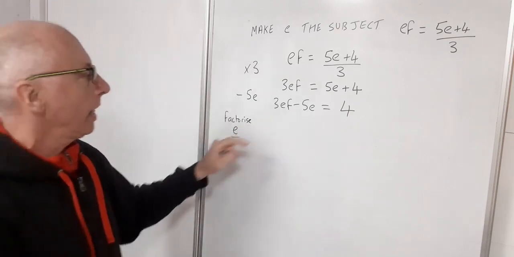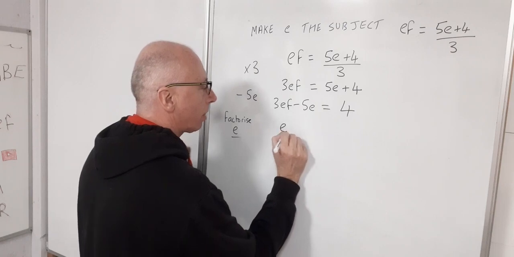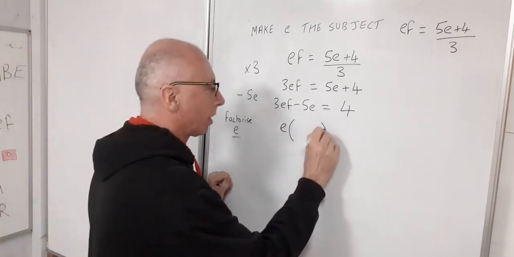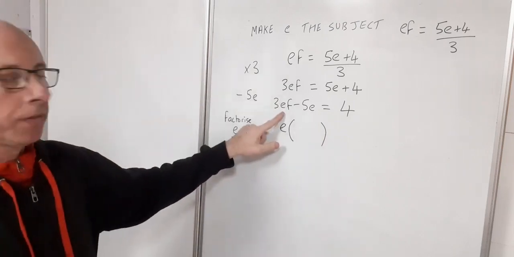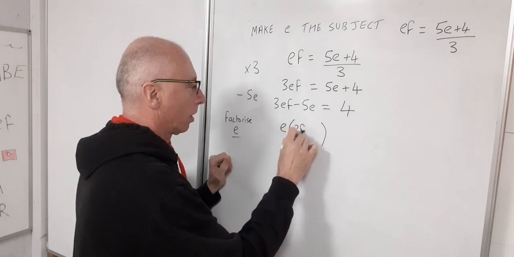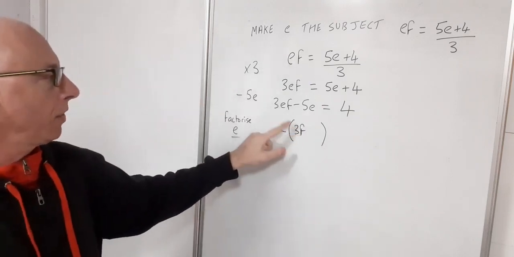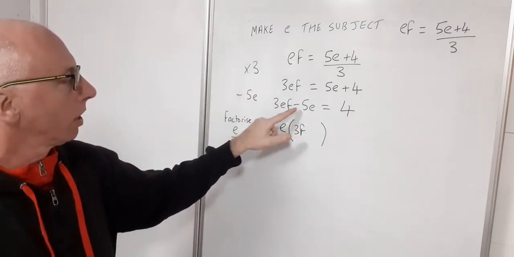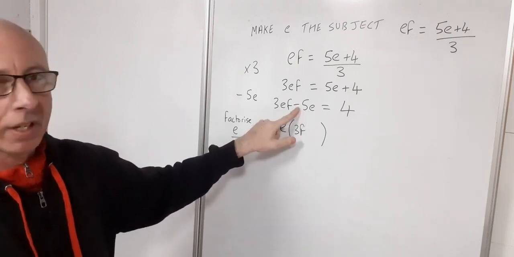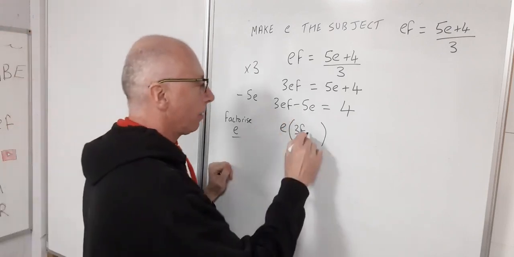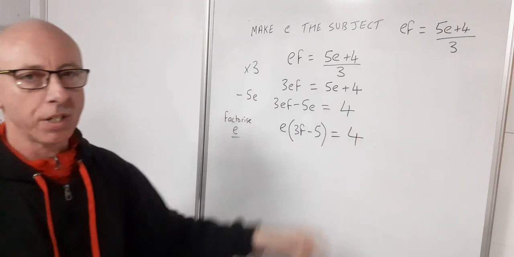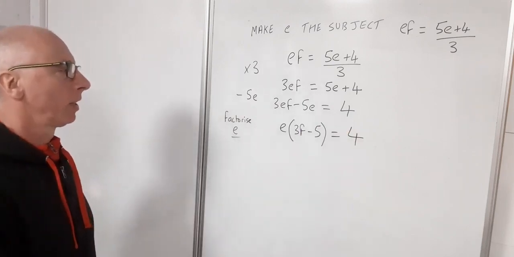So if I take the E out of this and make a bracketed term, what am I going to be left with inside my brackets? So if I take an E out of this, I'm left with 3F. So E times 3F is 3EF, so that's good. And then take an E out of this one, that's pretty straightforward. I've got 5, but not forgetting this operator here, which is a minus 5. And then that equals 4. So there's no factorisation on the right hand side to be taken care of.